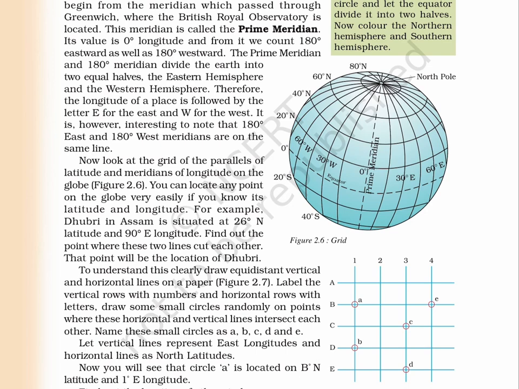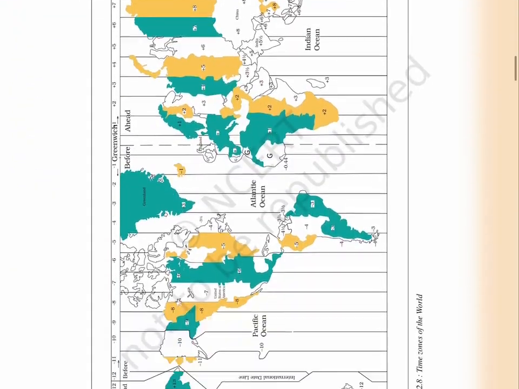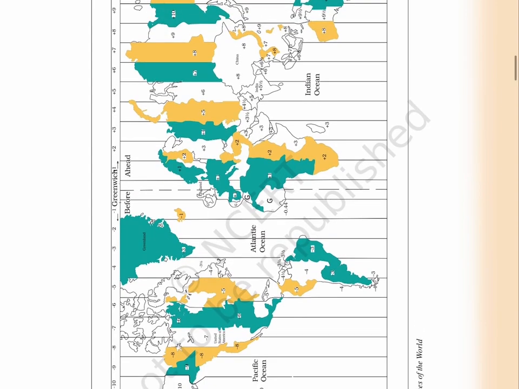Figure 2.8 shows time zones of the world. On the map, it has been marked Greenwich, time zones ahead and before.